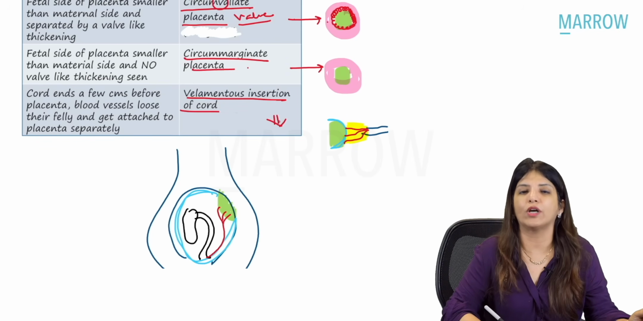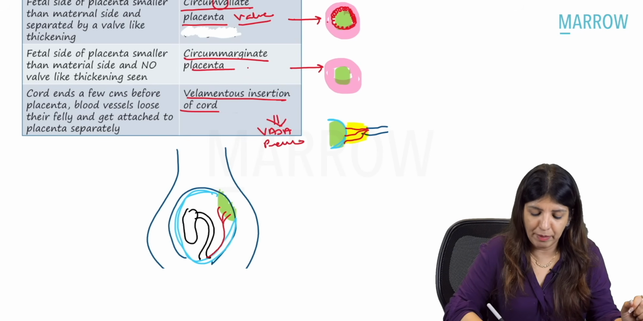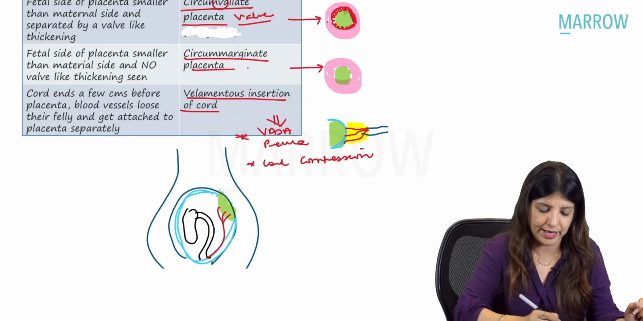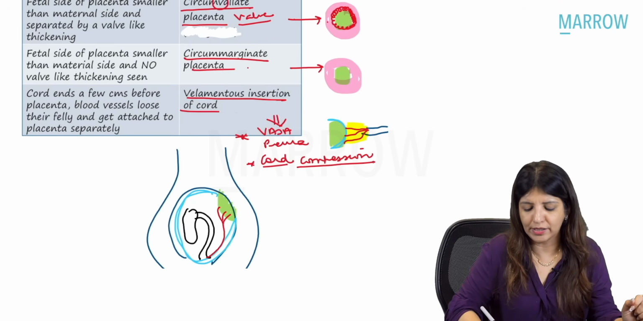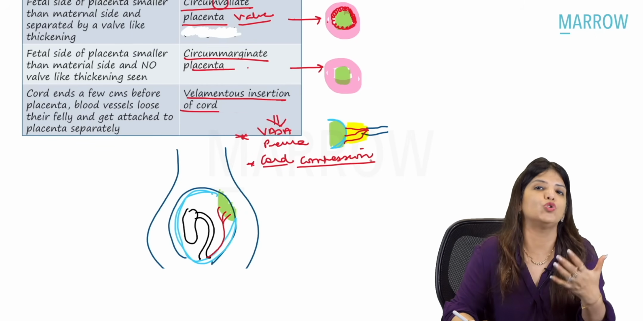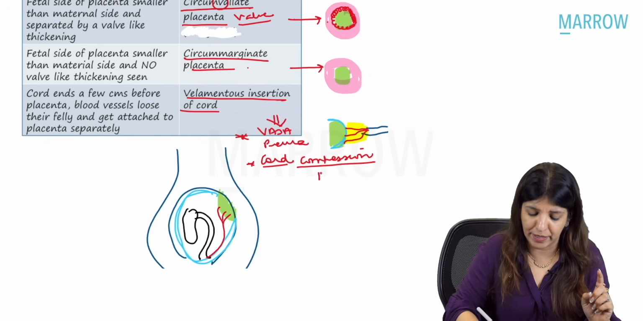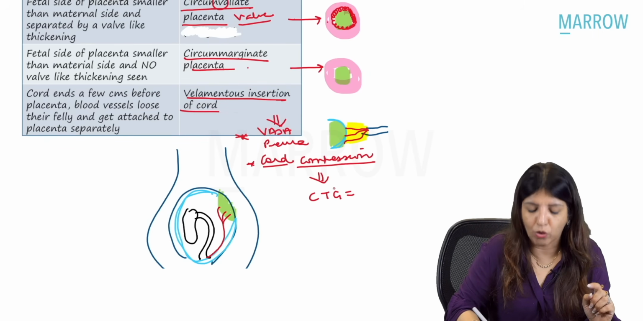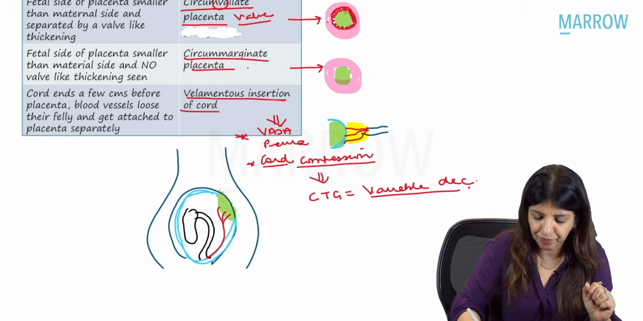Velamentous insertion of the cord can lead to a very serious situation, that is vasa previa. Plus, it can lead to cord compression. Why can it lead to cord compression? Because the blood vessels are losing their Wharton's jelly, they are losing their connective tissue, so now they are more prone to compression. And remember, whenever the cord of the baby is getting compressed, on CTG, what finding do you get? You get variable decelerations, right?